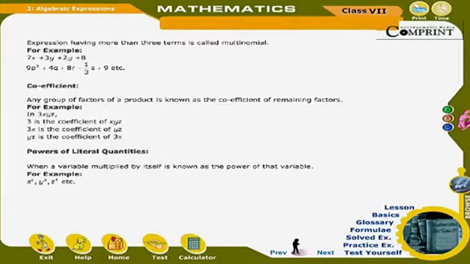Powers of literal quantities. When a variable is multiplied by itself, it is known as the power of that variable. For example, a square, y cube, z to the power 4, etc.